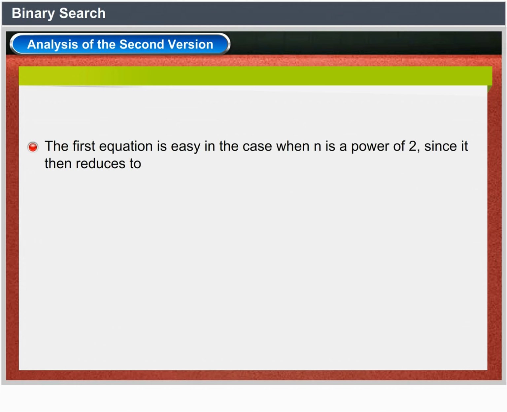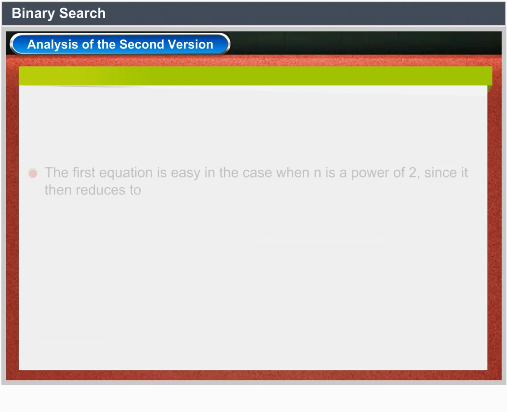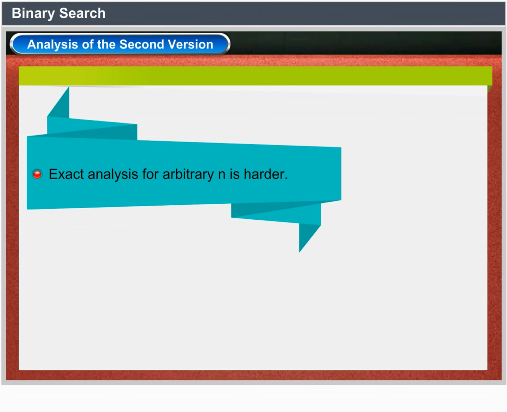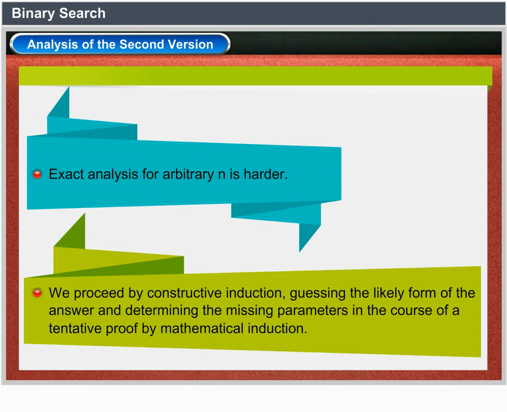The first equation is easy in the case when n is a power of 2, since it then reduces to a(n) = 2a(n/2) + n, where n >= 2. a(1) = 0. Exact analysis for arbitrary n is harder. We proceed by constructive induction, guessing the likely form of the answer and determining the missing parameters in the course of a tentative proof by mathematical induction.